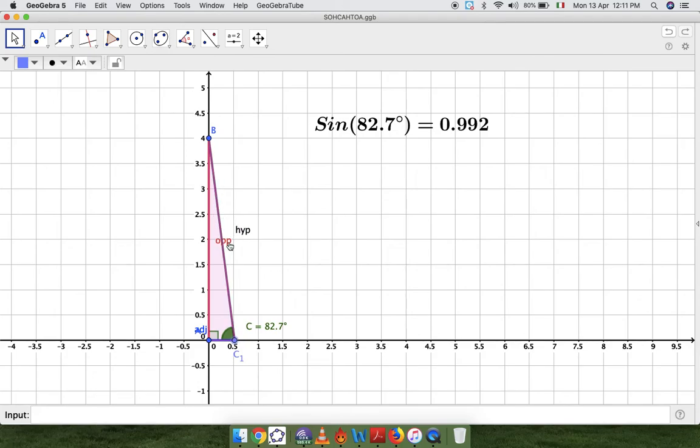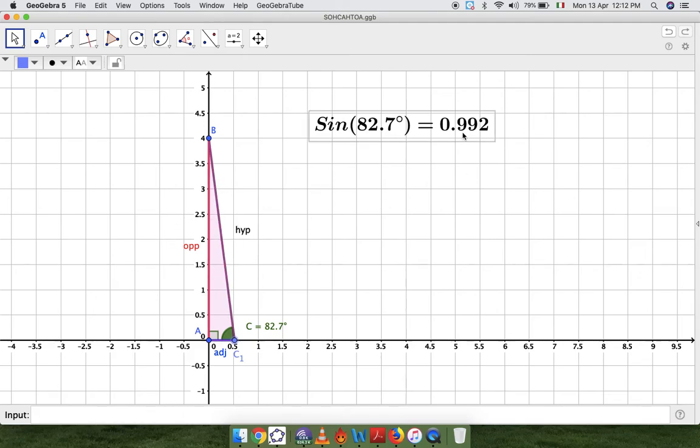It's still a right triangle. This is still 90 degrees. This is the adjacent side, right? The hypotenuse is still the longest side. It always will be in a right triangle. But when I get really close, when this angle is 82.7 degrees, it's really steep. This opposite side here is still 4. We're comparing the length of the opposite side to the length of the hypotenuse.